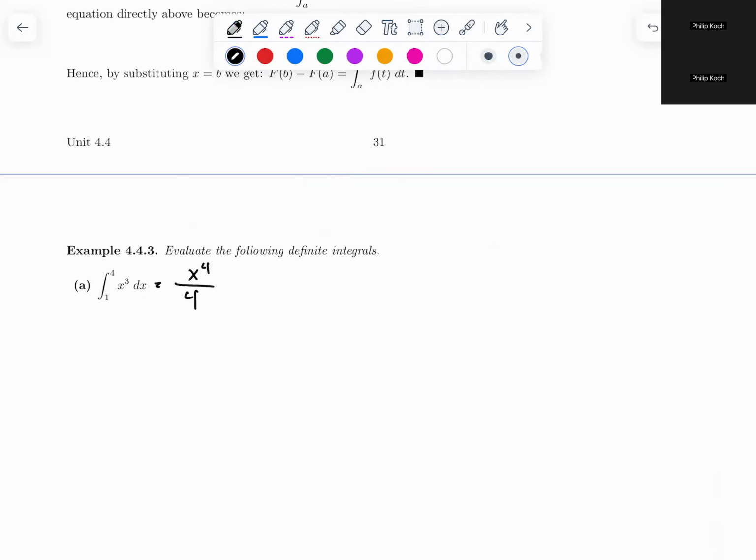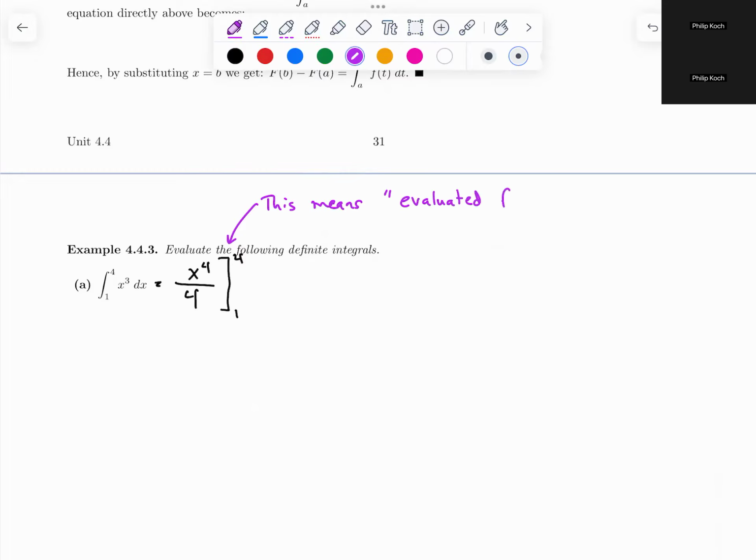And this is the way we write it. Some people will write a vertical line. I prefer you write a giant bracket like that. And then you write the bounds here, 1 to 4. This little bracket with the 1 and the 4 means evaluated from 1 to 4. That's what it means.